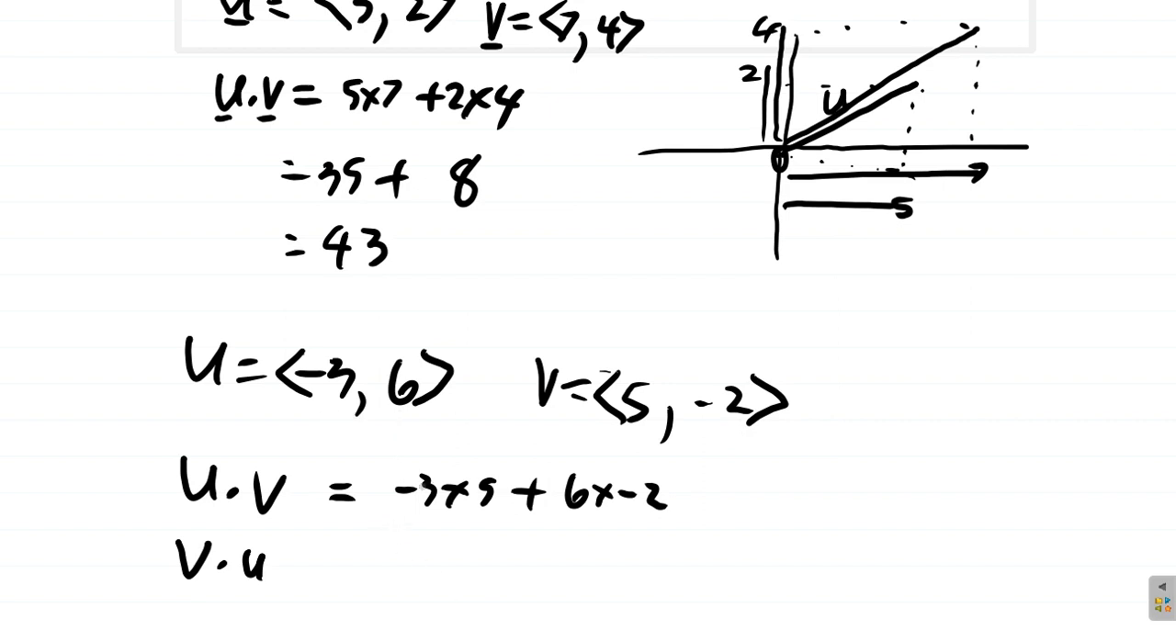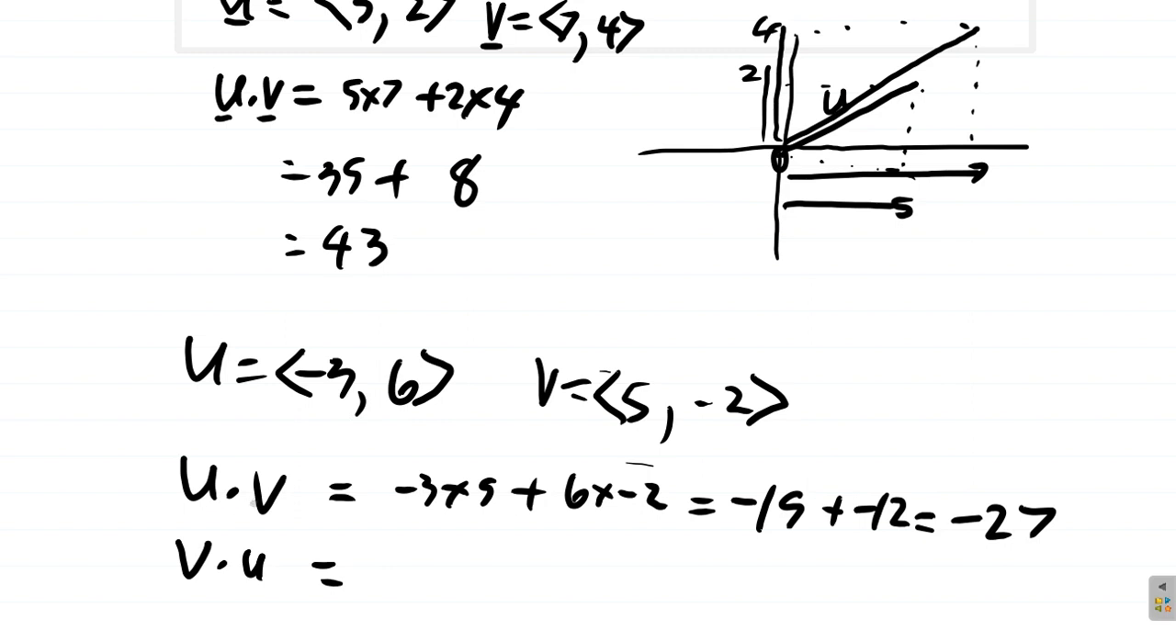So, what do you have? 3 by 5, negative 15, plus 6 times negative 2 is negative 12. Negative 15 minus 12 would be negative 27. What about v dot u now? Remember? Horizontal. Oh, v dot u, I mean.